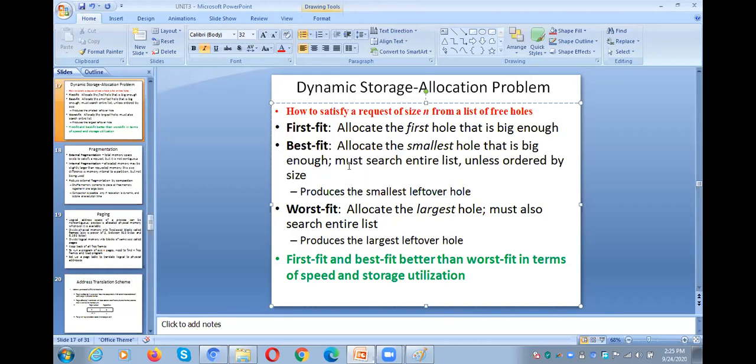For best fit, we need to search the entire list. For first fit, we need not search the entire list. When you are searching the list one by one, whenever a hole is big enough to keep the process, we can choose that one. We need not check the remaining list. But in the case of best fit and worst fit, we need to check the entire list. So best fit chooses a hole which has very little internal fragmentation.